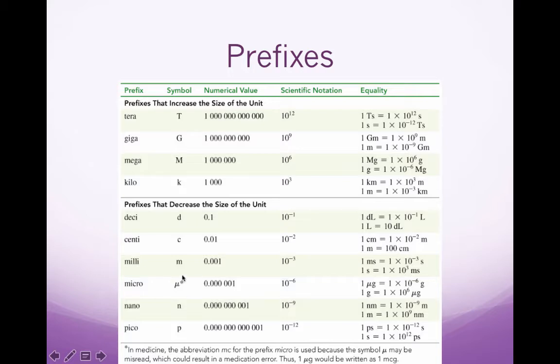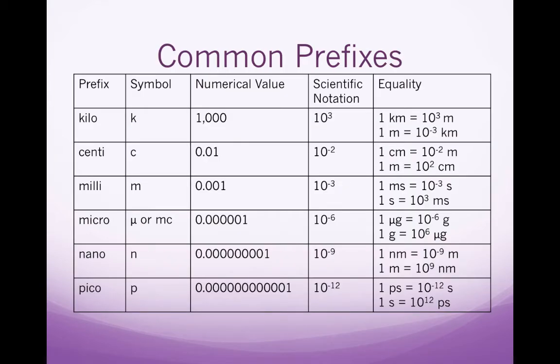And just to point out, in medicine, micro, this is the Greek letter mu. Oftentimes in medicine, it'll be abbreviated to mc because the symbol mu can be easily misread. It can often look like an m, which could be milli. So instead of saying 1 mu g, it might be written as 1 mcg. So you'll see both sometimes. So here are some common prefixes: kilo, centi, milli, micro, nano, and pico. These are ones that I would tell you that you should learn.